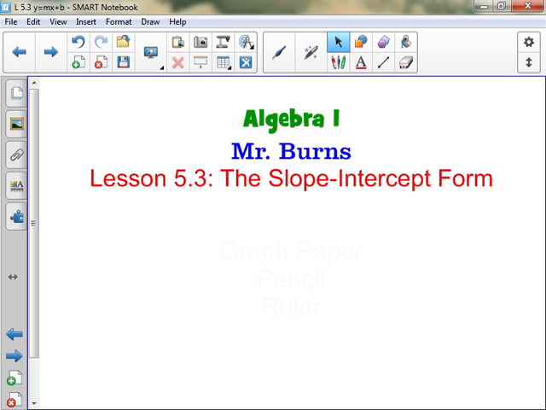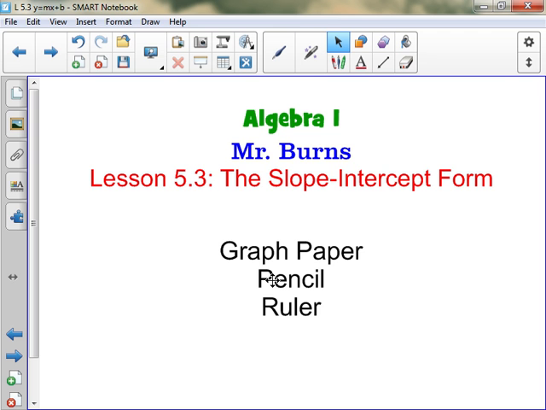This is lesson 5.3 on the slope-intercept form. And remember, we're in chapter 5, so everything that we're doing in chapter 5 has to do with linear functions. The slope-intercept form is just one form of a linear equation. Just like all the other notes you've taken, you're going to need graph paper, a pencil, and a ruler so that you can take good Cornell notes.